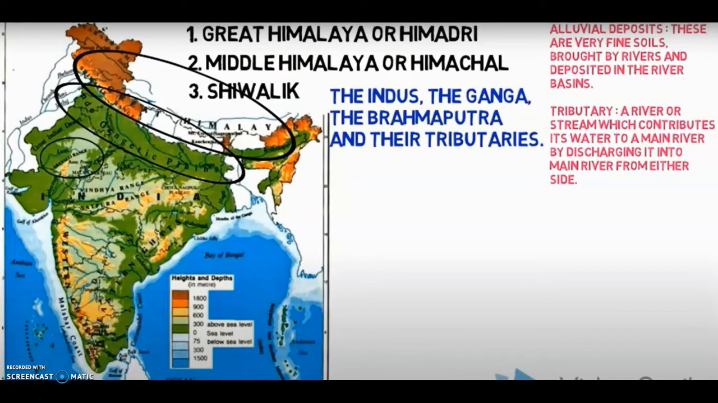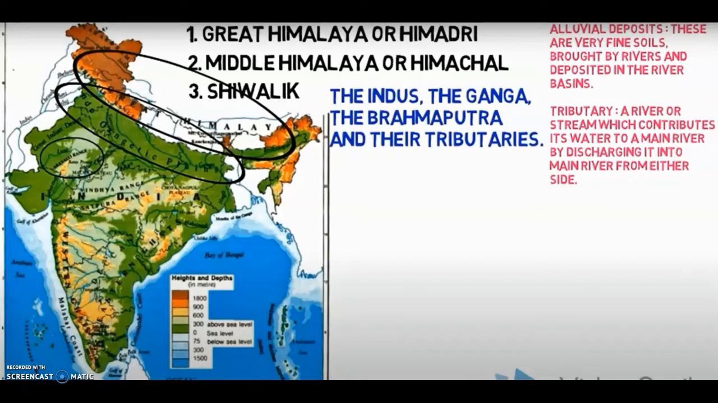So the northern plains lie to the south of the Himalayas. They are generally level and flat. These are formed by the alluvial deposits laid down by the rivers such as the Indus, the Ganga, the Brahmaputra and their tributaries. These river plains provide fertile land for cultivation. That is the reason for high concentration of population in these plains.